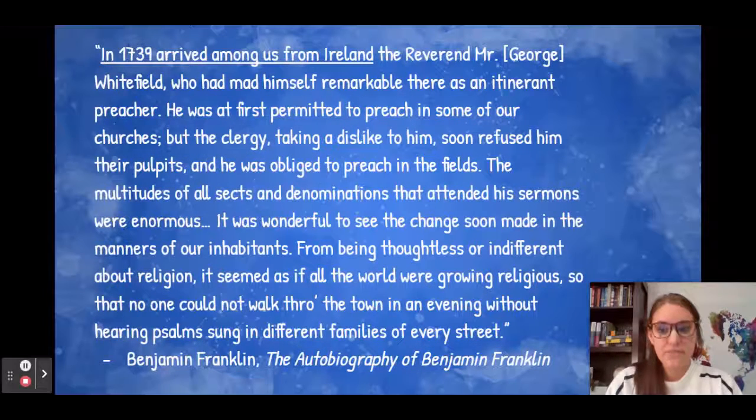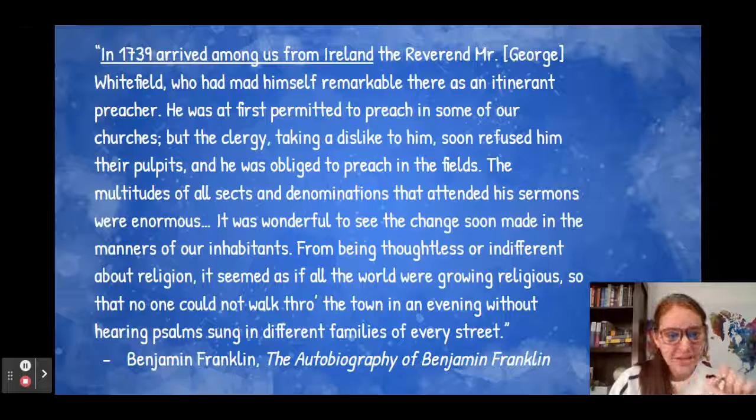So here's an excerpt from Benjamin Franklin's autobiography. We're not going to read the whole thing, but really just this very first part. In 1739, arrived among us from Ireland. So this is talking about George Whitefield, who was a great Awakening preacher, who was extremely influential in the colonies, and he came from Ireland.